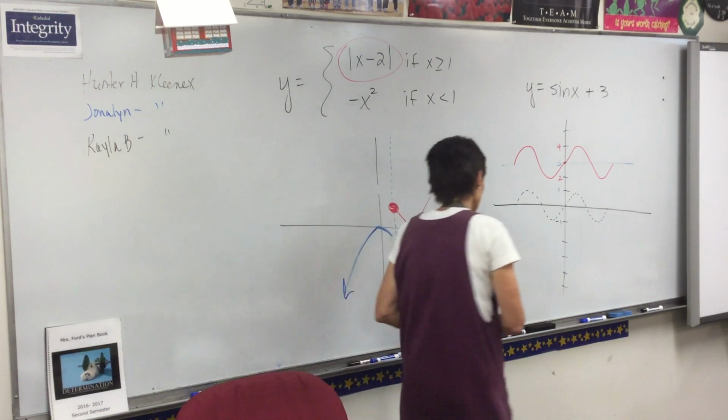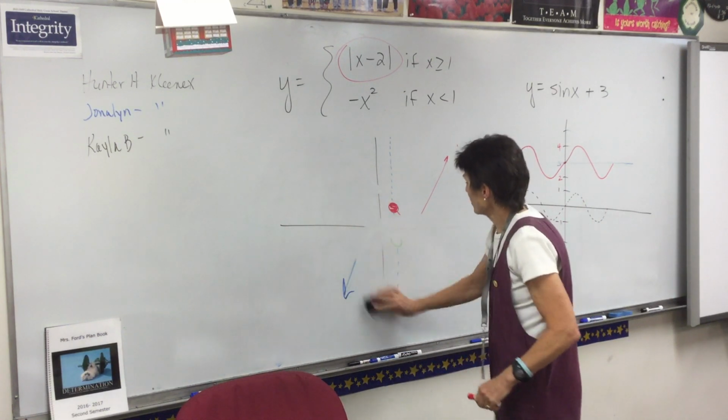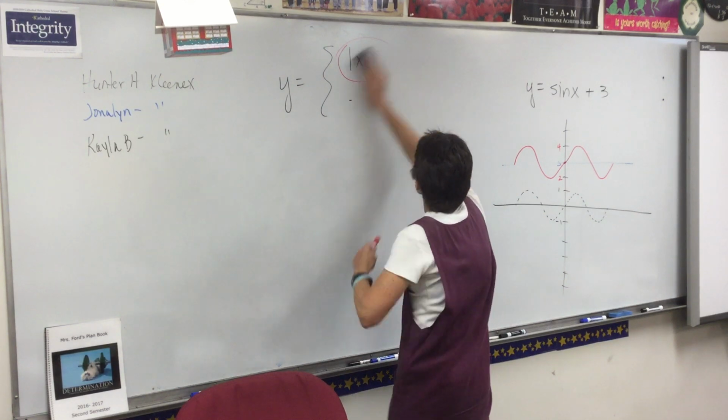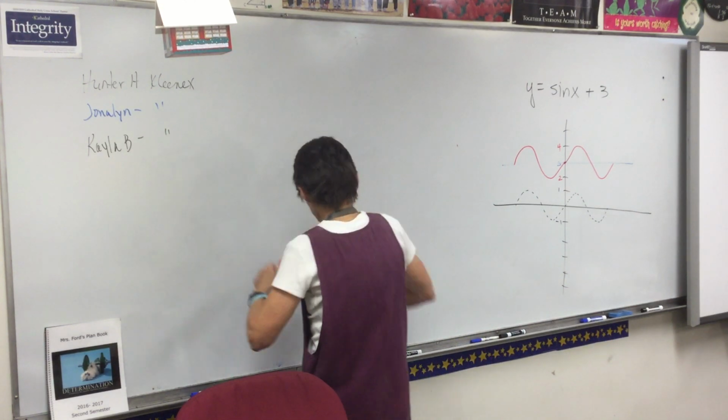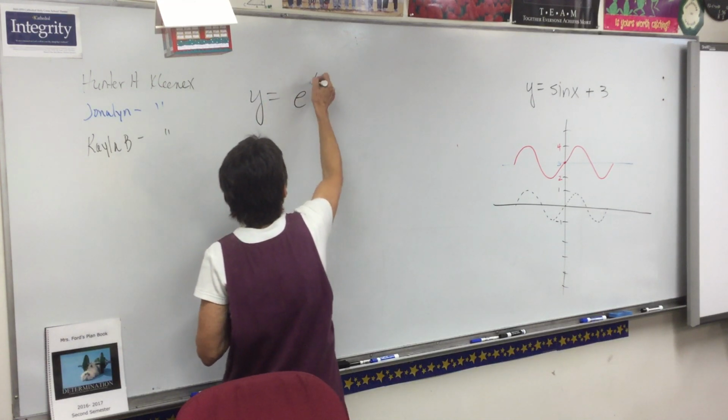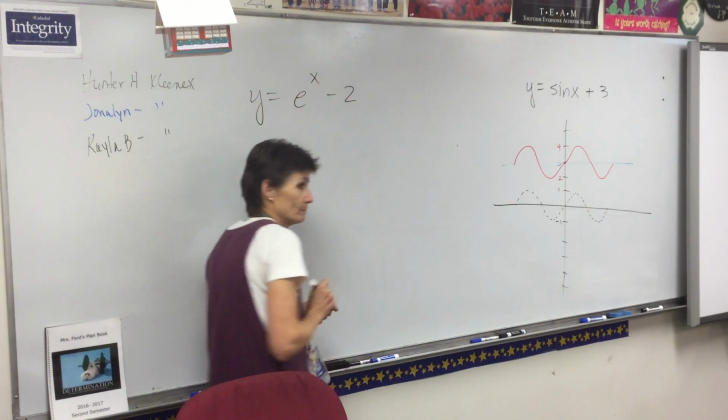Same thing with an exponential. So we can translate any of our curves. Translate means pick it up and move it. So let's do e to the x minus 2.